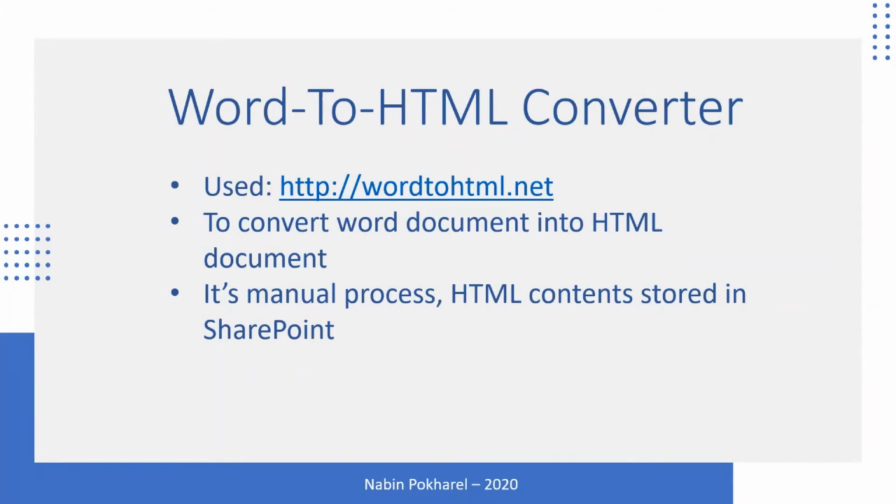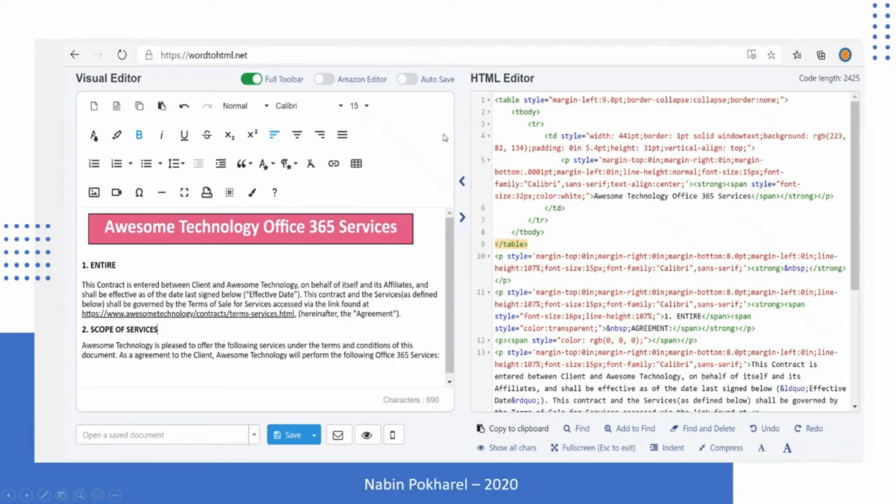And how does it look? This is the screenshot of O2HTML.net. On the left side, I just copy from Word and paste, and it automatically converts that into HTML. I know there might be some unnecessary things in there, but it does the job. So I paste on the left side, it is converted into HTML, and I copy the HTML code and paste it into SharePoint to use later.